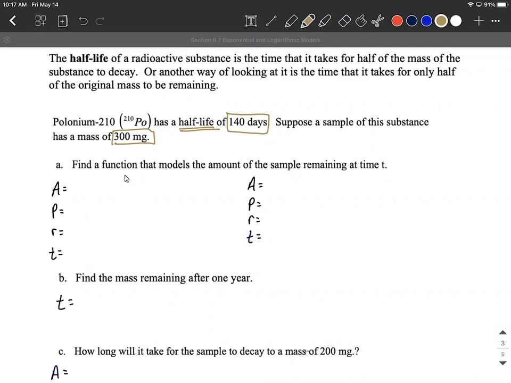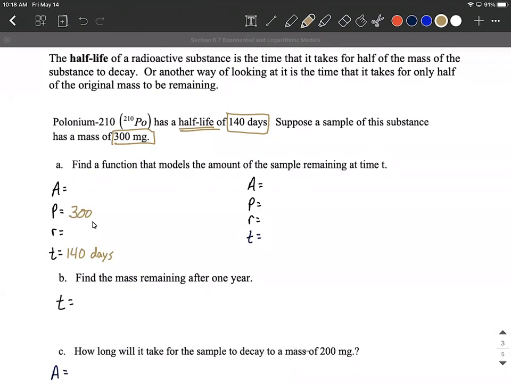So to find this function that models it, we want to start with the half-life. So we begin with the half-life is 140 days. So that's a time frame. Let's go ahead and plug that in for t. The other thing we know is the substance has a mass of 300 milligrams when we start. So we can say 300 milligrams is our starting amount. That's going to be P.